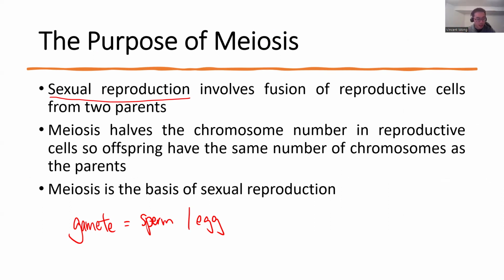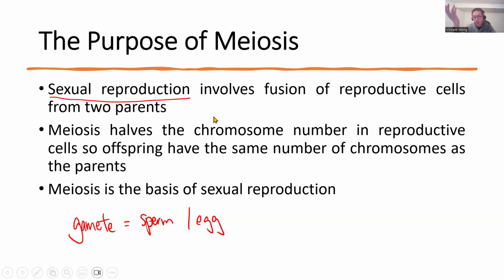Previously, when we learned about mitosis, we understood that some organisms use mitosis as a way for reproduction, but that would be called asexual reproduction, where there's only one individual and they make copies of themselves. But in sexual reproduction, which is what humans and many other animals do, there is the fusion, the combination of reproductive cells from two parents. The father supplies the sperm and the mother supplies the egg, and the two come together to form an offspring.